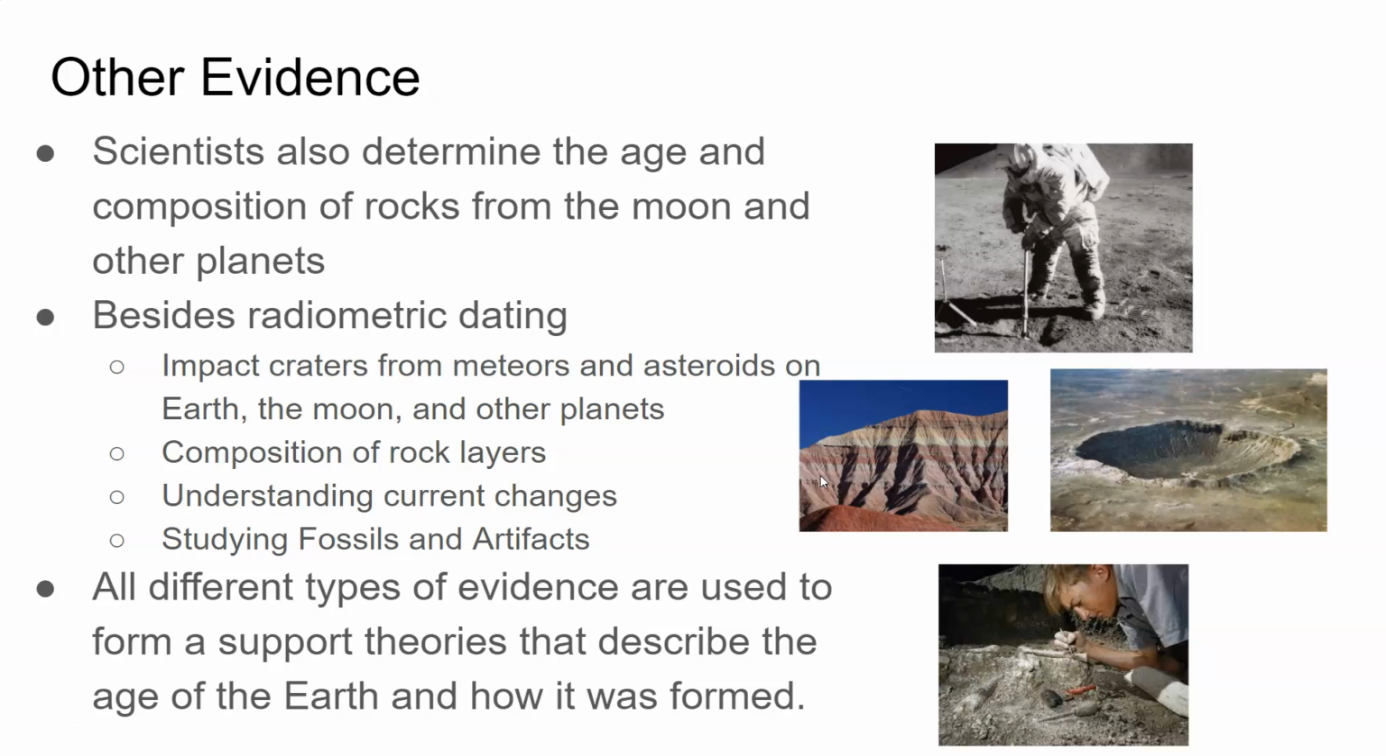They also use their understanding of current changes. So the Earth is constantly changing, and by observing changes that happen today, they can make predictions about changes that may have happened in the past. And they study fossils and artifacts. So all these different types of evidence are going to be used to form theories that describe the age of the Earth and how it was formed.